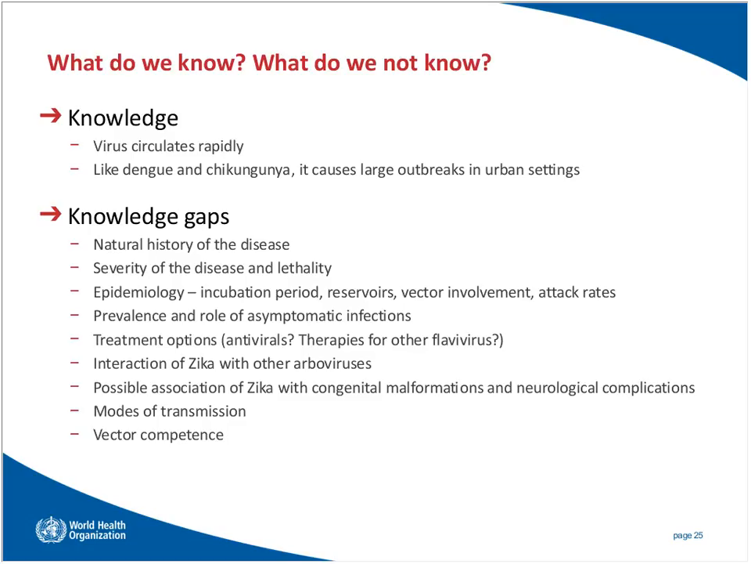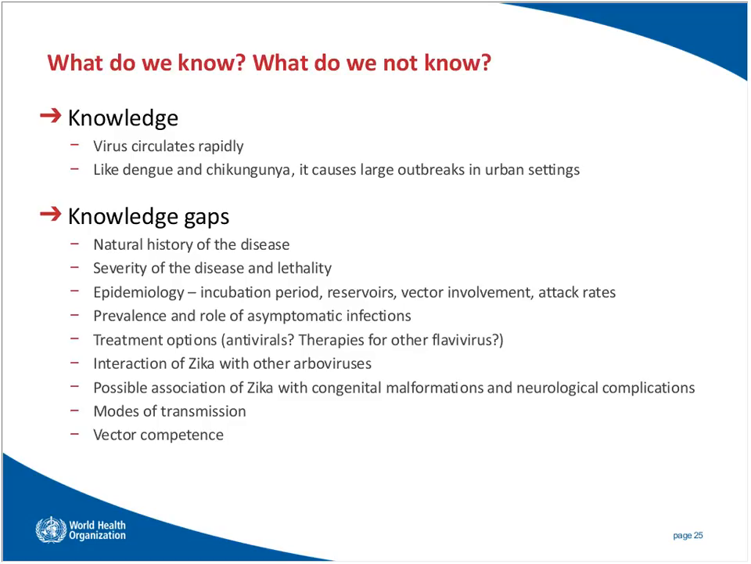But there's a lot that we don't know about Zika. We really don't know the natural history of the disease, the full spectrum of clinical severity. For now, we think that usually Zika virus causes a mild illness, but are there cases of fatalities due to Zika virus alone? We don't know. We need to know more about the epidemiology of Zika virus, the incubation period, what the reservoirs are. I talked about primates, that originally we saw that Zika virus does affect primates, but what are the natural reservoirs? What other vectors other than Aedes aegypti and Aedes albopictus could be involved? And what is the role of asymptomatic infections?